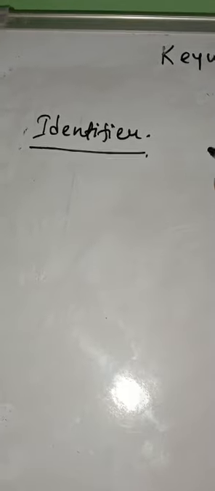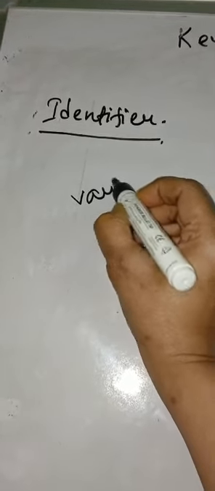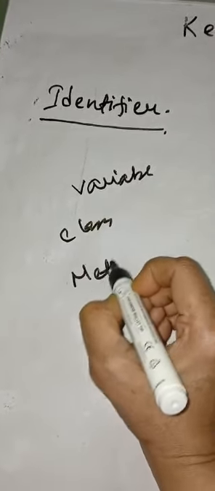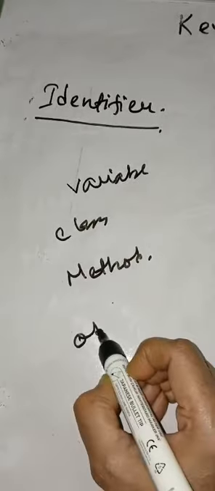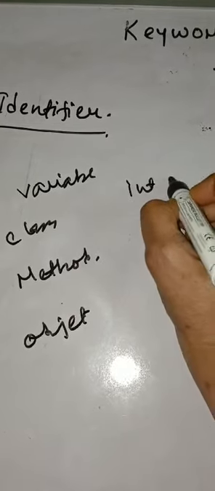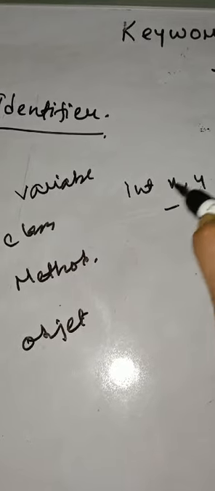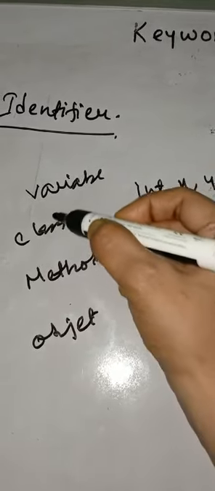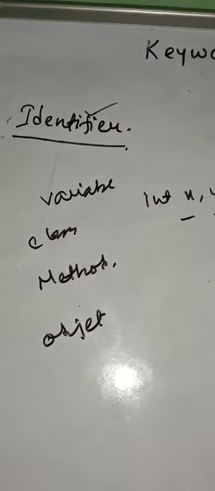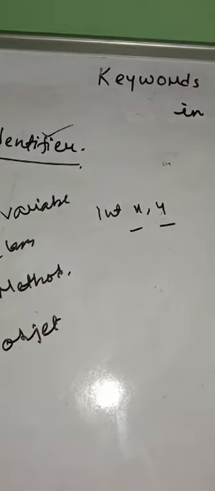So what is an identifier? Identifier means when you want to give some name to your variable, class, method, or object, it has some unique name. Like integer x, comma y, these are all variables. When you give a name to a variable, class, method or object, these are known as identifiers. Clear? So when you set your identifier, you have to maintain some rules.